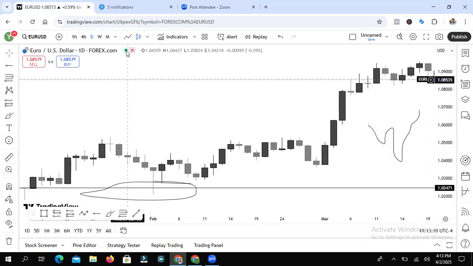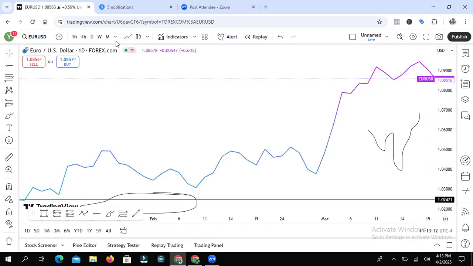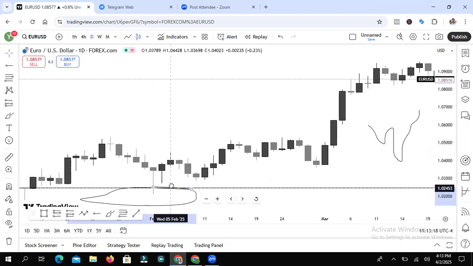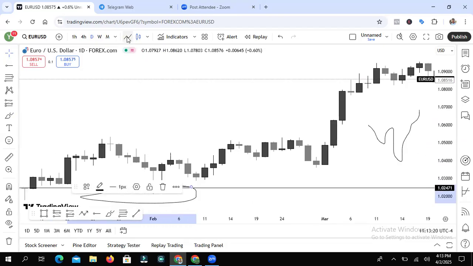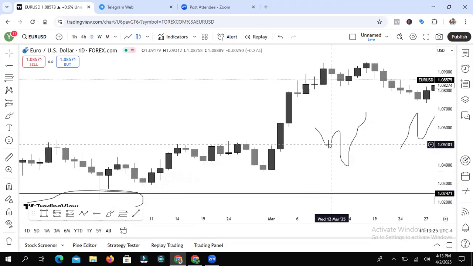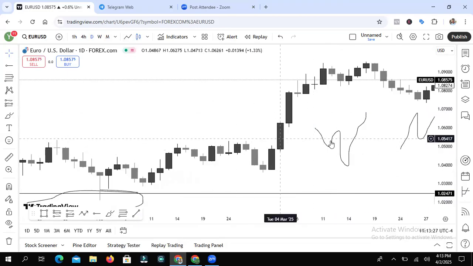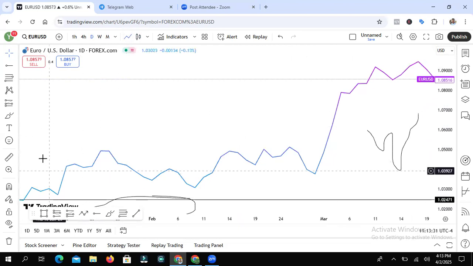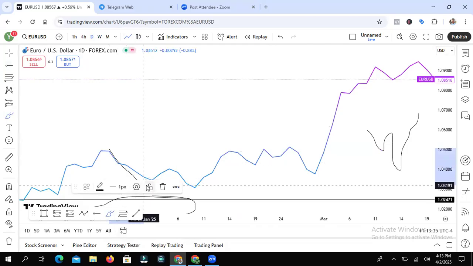If you look at the daily, if you turn on the line chart, don't forget this circle right here is the weekly rejection. I said a weekly rejection will give you a liquidity sweep and a break of structure to the upside. If you turn on the line chart, what do you see? It's so simple, so straightforward, and so direct. Look at this structure right here.